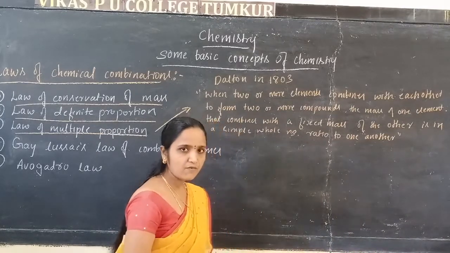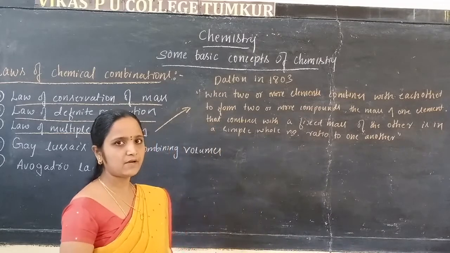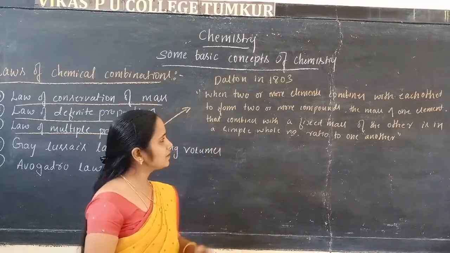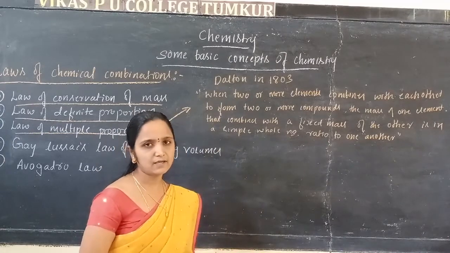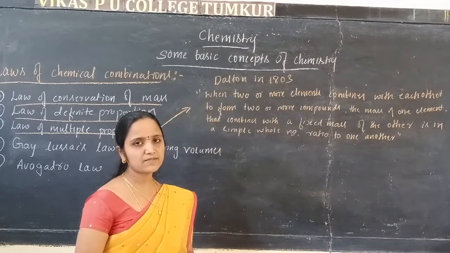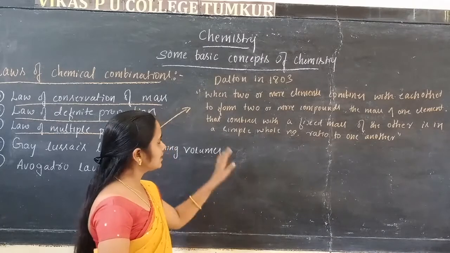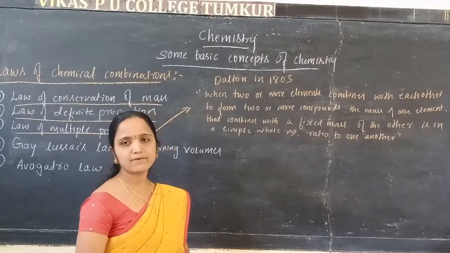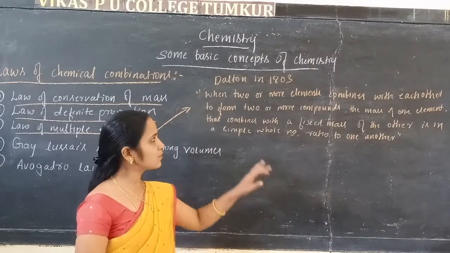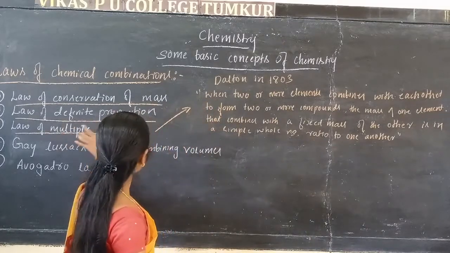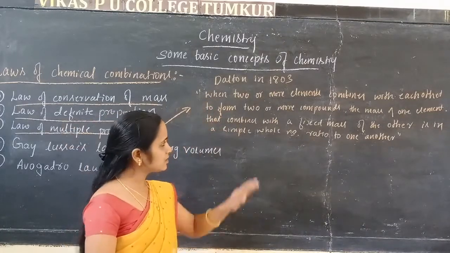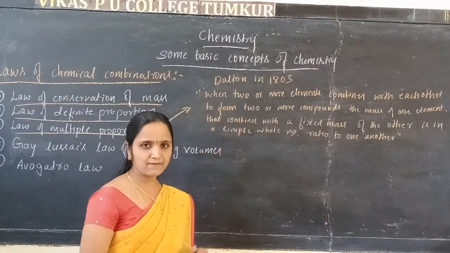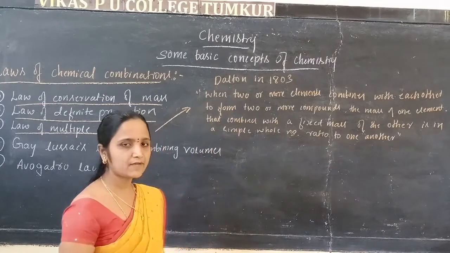The mass of one element that combines with a fixed mass of the other is in a simple whole number ratio to one another. This is the statement of the law of multiple proportions. You are going to understand this statement, and we will see one example.